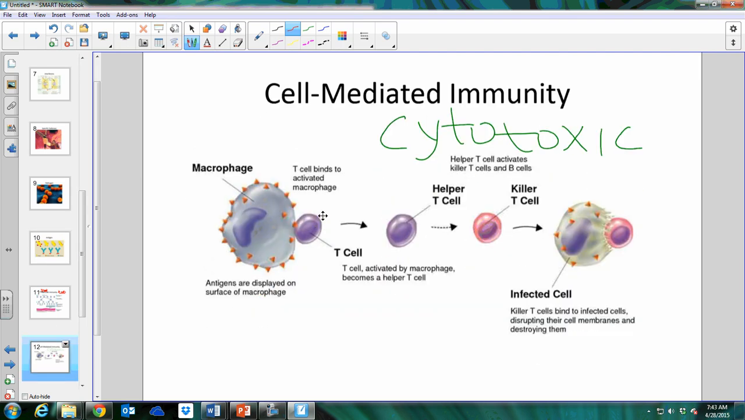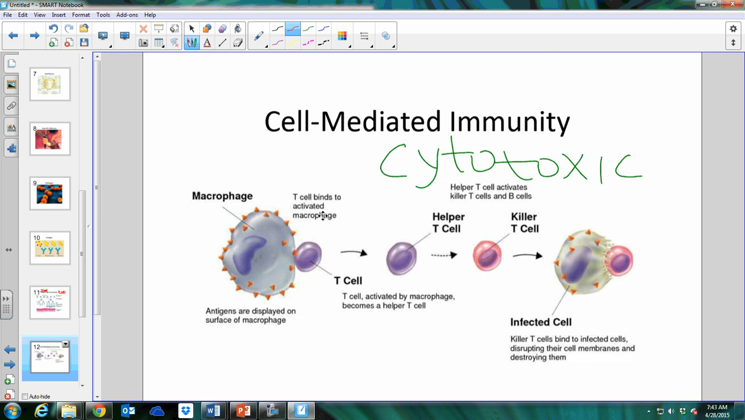Now, there's also cell-mediated immunity, and mediated means to go between, and what is it that goes between? Another cell actually does the mediation, whereas with humoral immunity, it was the antibodies in the bloodstream. This is where an actual cell goes out and does the fighting. And these cells are called killer T cells.